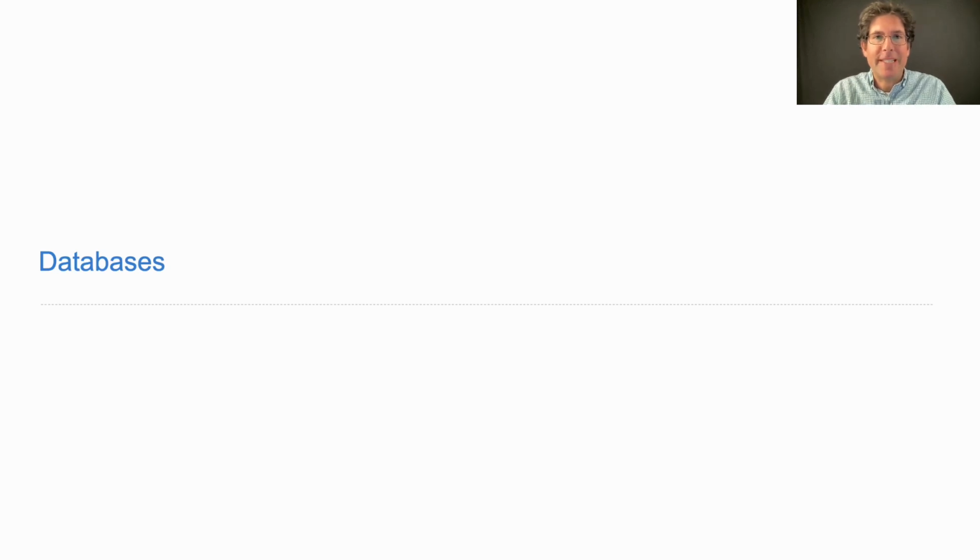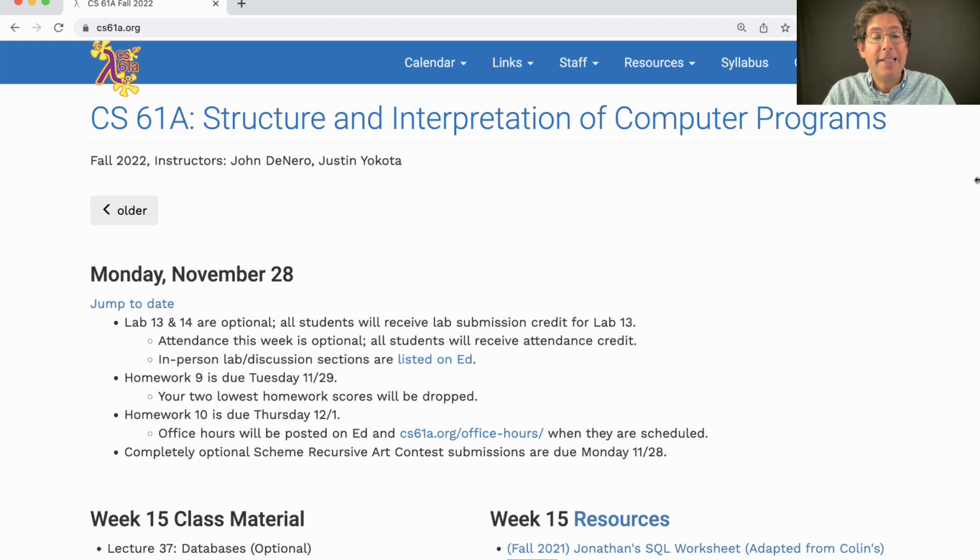61A Lecture Number 37, Announcements. Lab 13 and Lab 14 are optional. Lab 14 was always optional, but Lab 13 was originally intended to be required, but due to the strike, it's now optional. That means all students will receive lab submission credit for Lab 13, and attendance this week is optional, so all students will receive attendance credit.